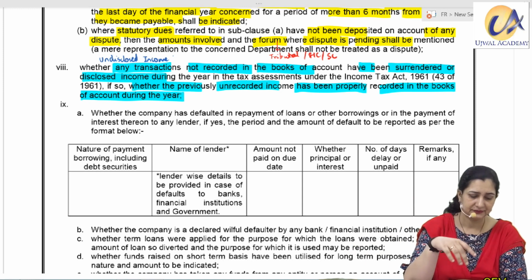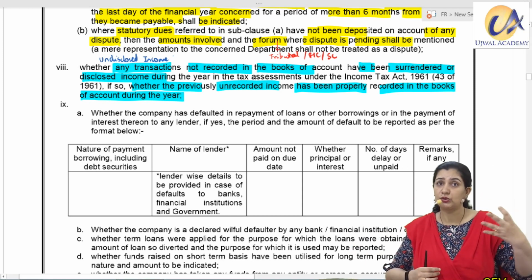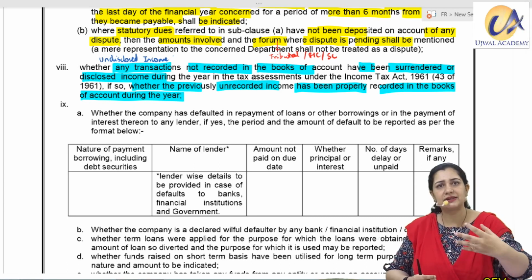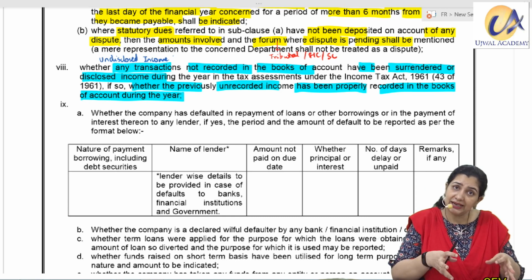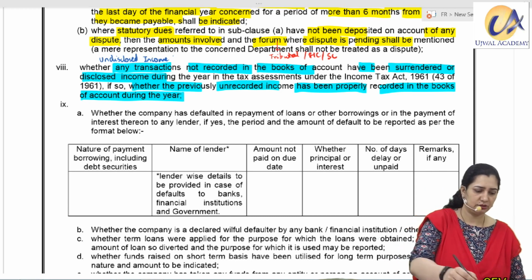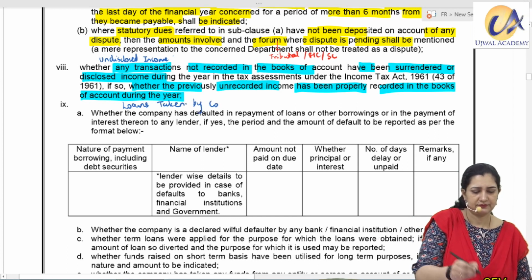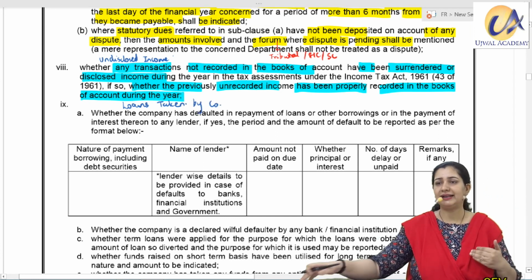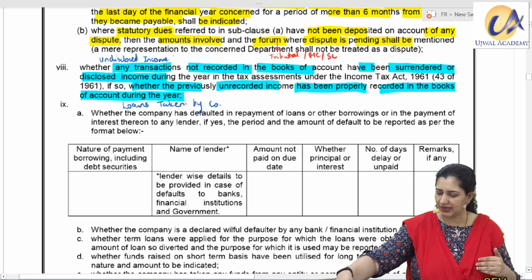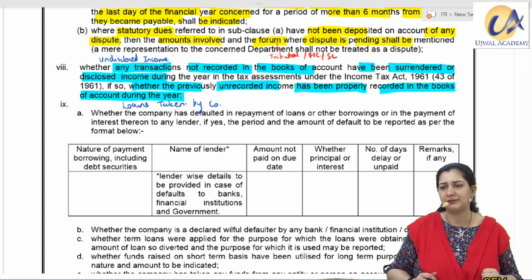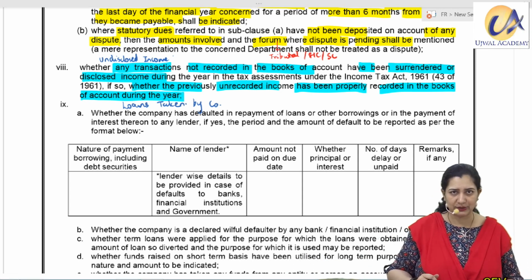Point number 9. Now, earlier we saw loans, 2 points, but those were loans given by the company. Loans, investments, advances given by the company. Point number 9 deals with loans taken by the company. Okay, so now when loans are taken by the company, then we have to see some additional requirements again. There are 6 requirements for loans taken. We will just see them one by one.